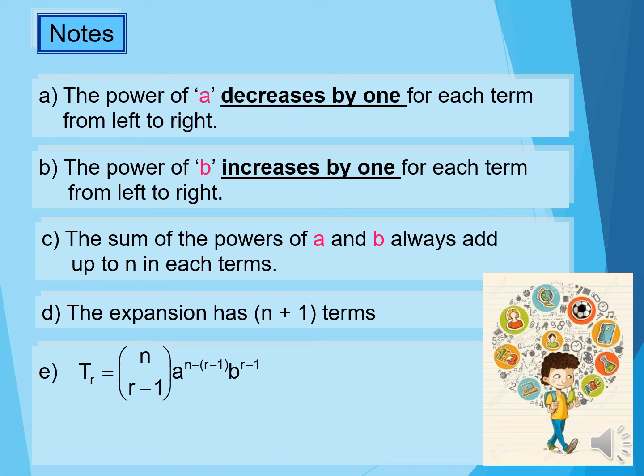T r equals n choose r minus 1, a to the power of n minus in bracket r minus 1, b to the power of r minus 1. Or you can use T r plus 1 equals n choose r, a to the power of n minus r, b to the power of r.